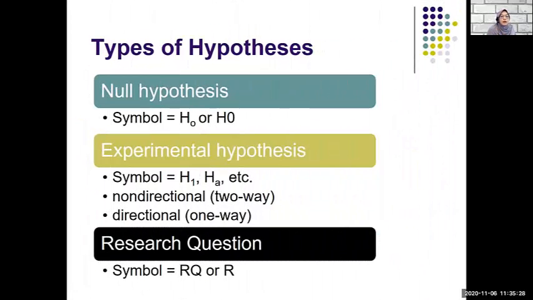So what are the types of hypothesis? First is a null hypothesis. The symbol is H null. Then we have experimental hypothesis. The symbol is H1 or HA. Experimental hypothesis has two types. One is non-directional, which we call two-way hypothesis, and the other one is directional or one-way hypothesis. So then we have research question. We use the symbol RQ or R.